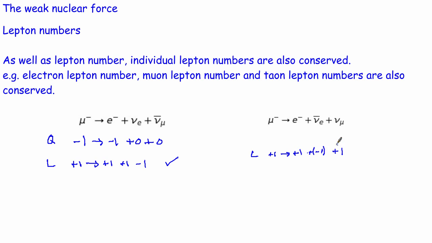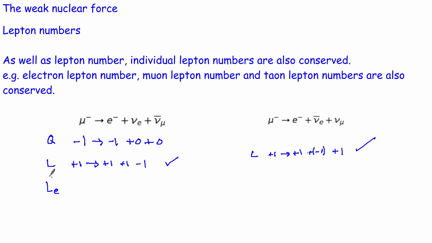Again, I've got +1, -1, +1, so that's 1 and that's 1, so again, that should work. However, I know for a fact one of them doesn't. So what I can do is split it down into electron lepton number and muon lepton number. Before, I said that anything that was a lepton is +1 and anything that isn't a lepton is a 0.